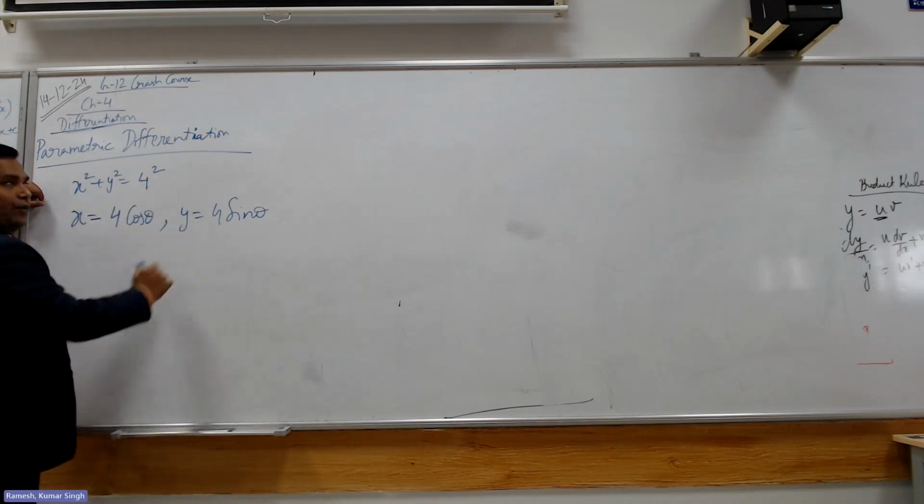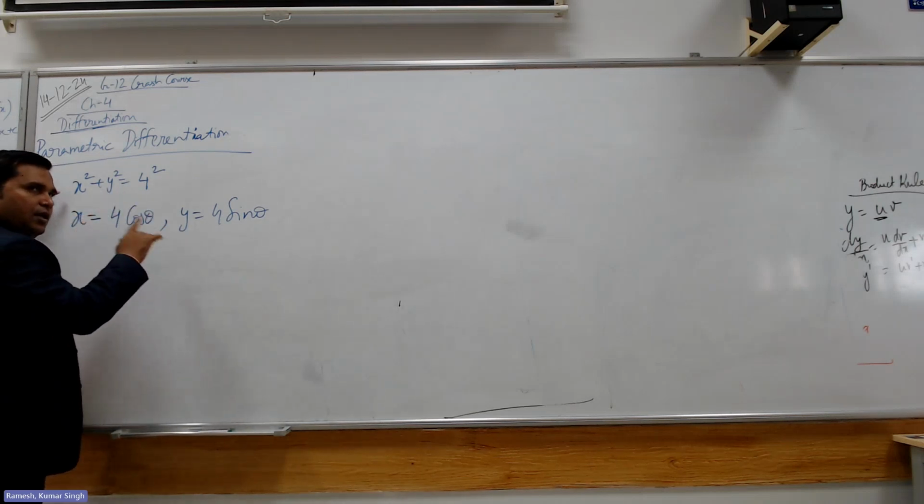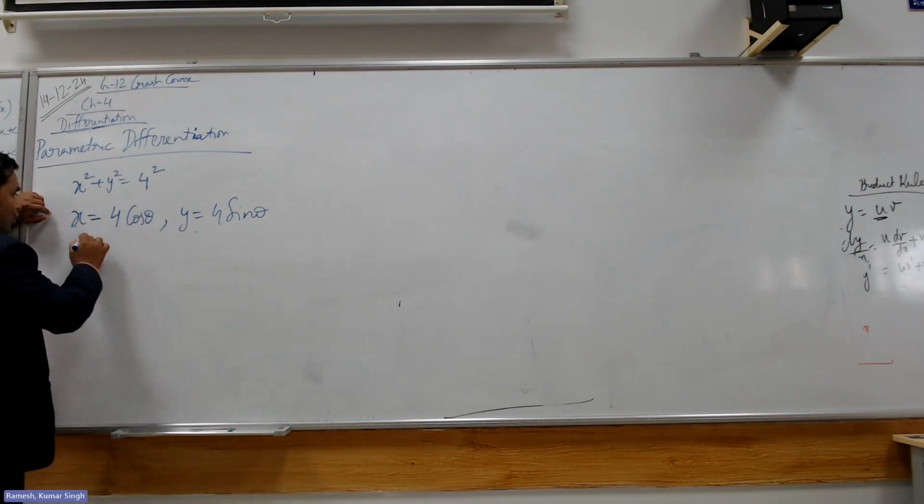So x equal to 4 cos theta, y is equal to 4 sin theta. This is the parametric equation of a circle. And let's prove it. So we're gonna do square and add. Square and add.